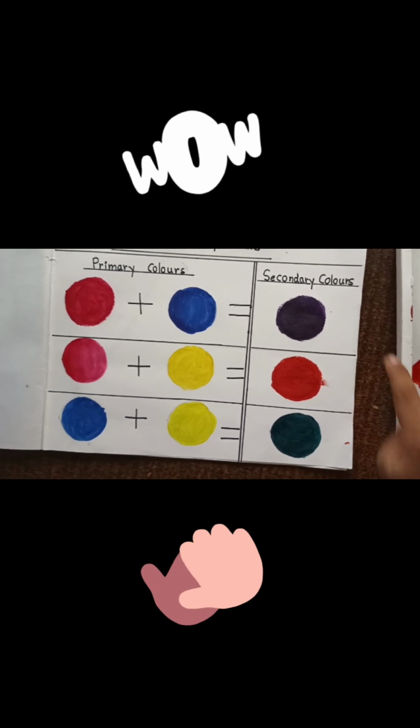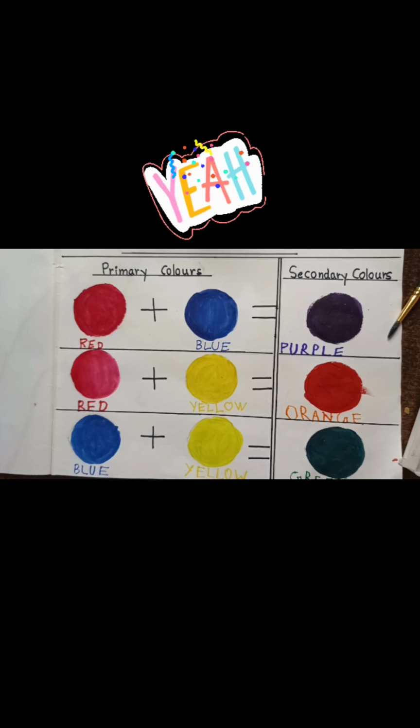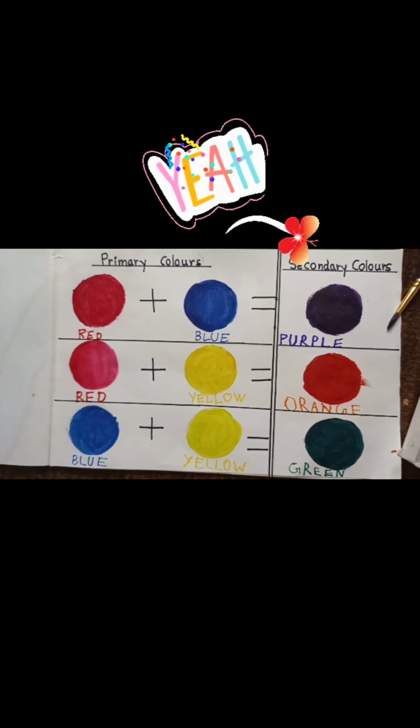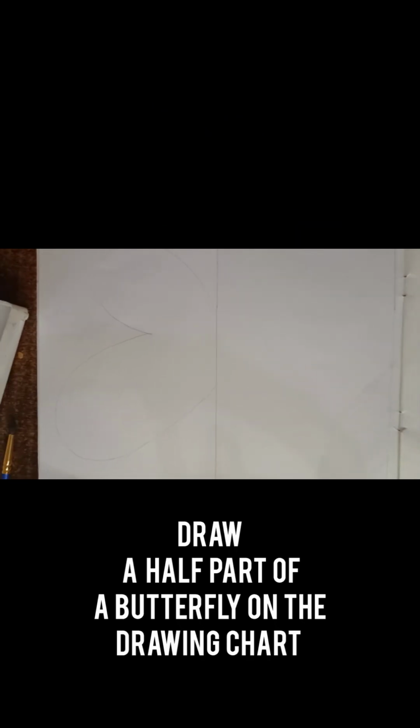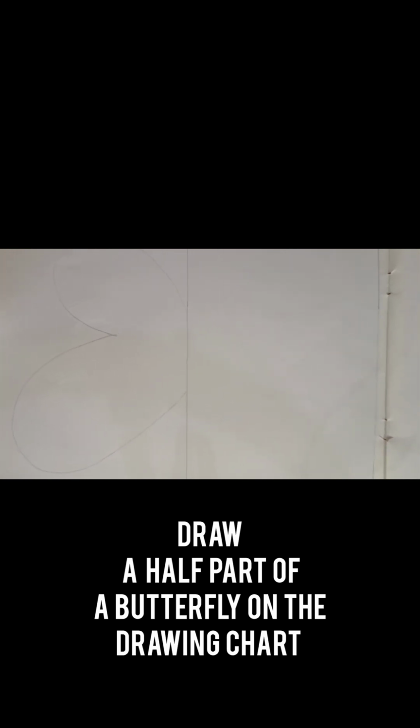Now we get all of three secondary colors, purple, orange and green. Here my chart is complete. Now we're gonna make a beautiful butterfly with these colors. Here's a half shape of a butterfly and we're gonna complete this and make it beautiful and complete.